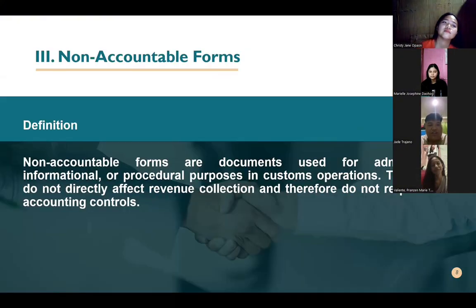Let's continue the discussion. The third is non-accountable forms. The definition: non-accountable forms are documents used for administrative, informational, or procedural purposes in customs operation. These forms do not directly affect revenue collection and therefore do not require strict accounting controls. Next.